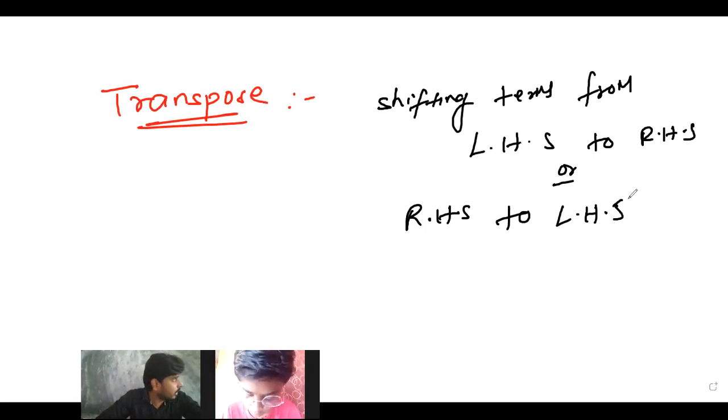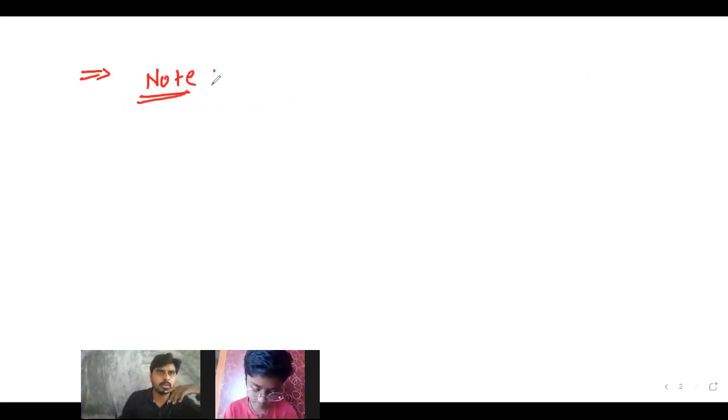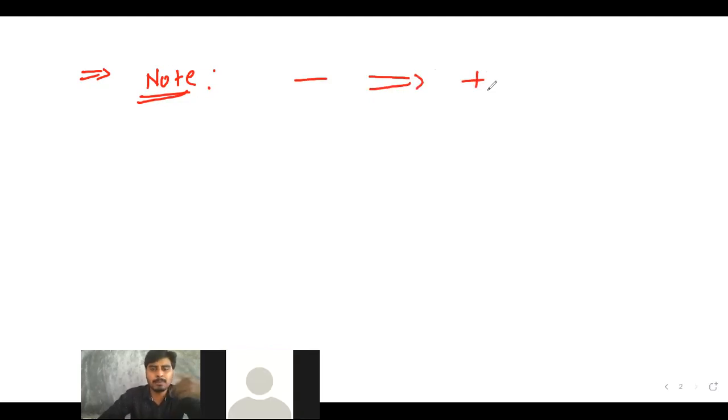Shifting terms from LHS to RHS, RHS to LHS. What are the terms? We learned already what is a term, what is an algebraic expression and what is an equation, right? Suppose, see, take a note. If you transpose minus, that becomes plus.